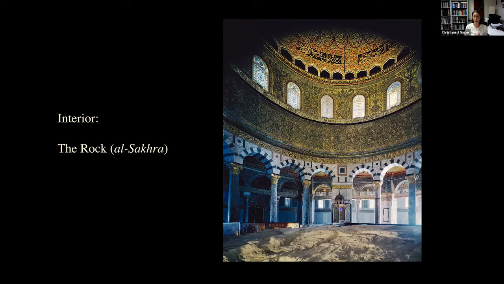So great question. Besides the rock, which is kind of like a relic in and of itself, we have an immense amount of gorgeous mosaic work. These are small tesserae, the small pieces that are put together kind of like a puzzle. A lot of gilding, a lot of lapis lazuli, so very expensive stuff.